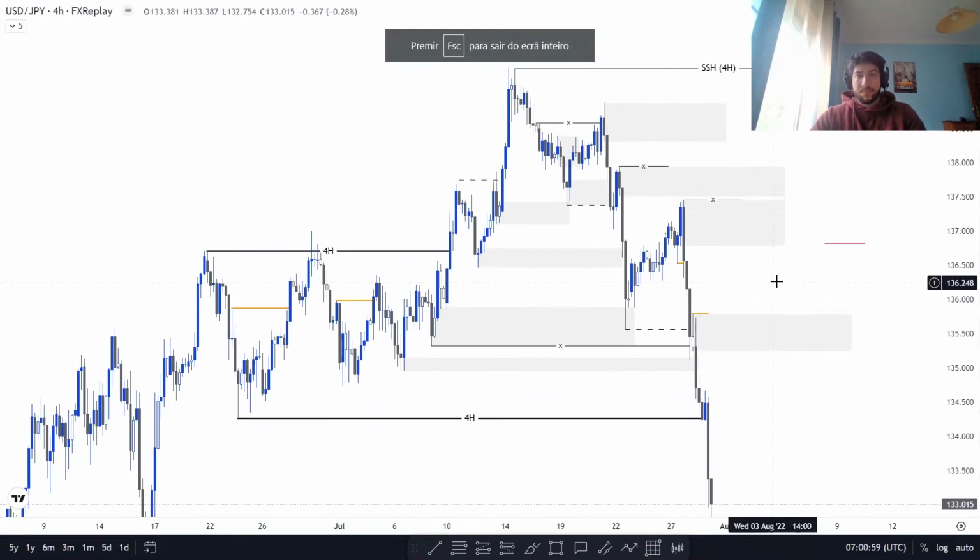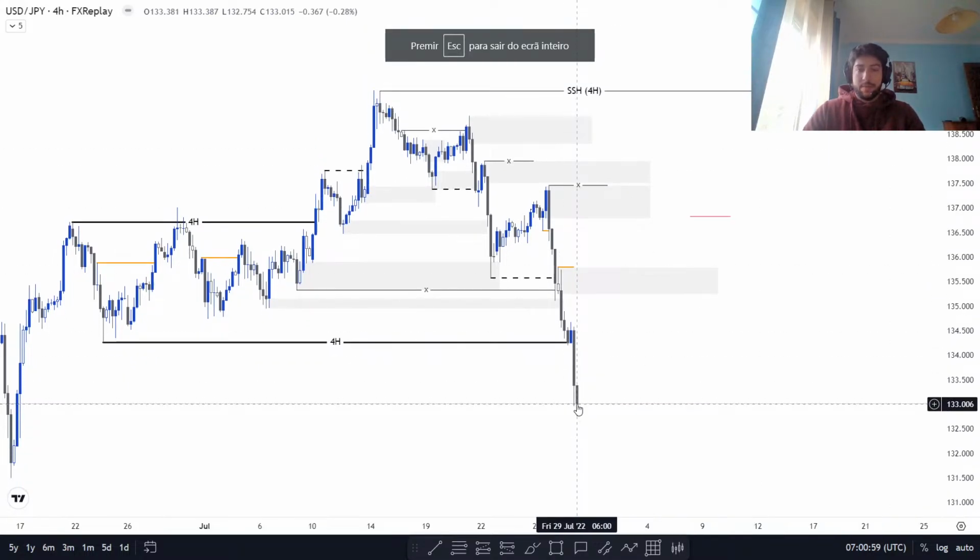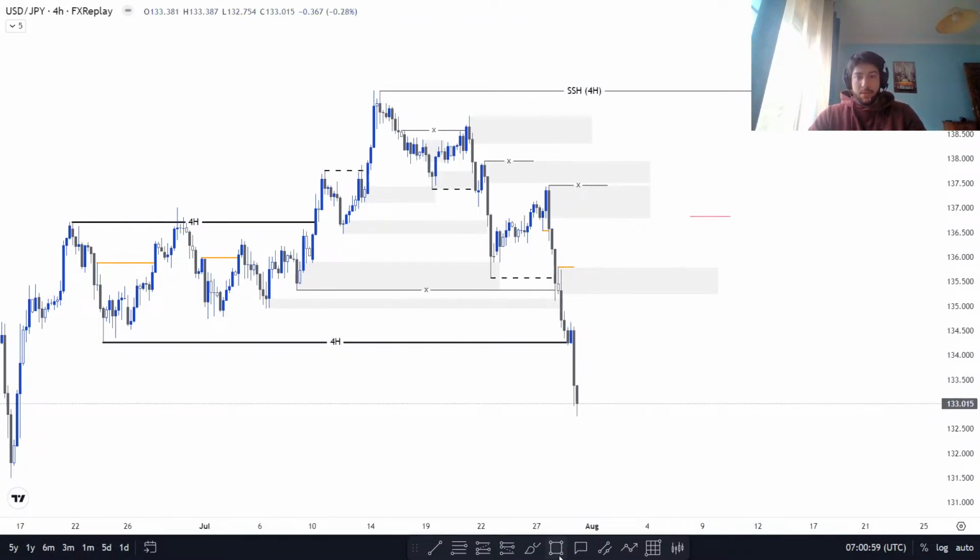So after the break, expect now a pullback.